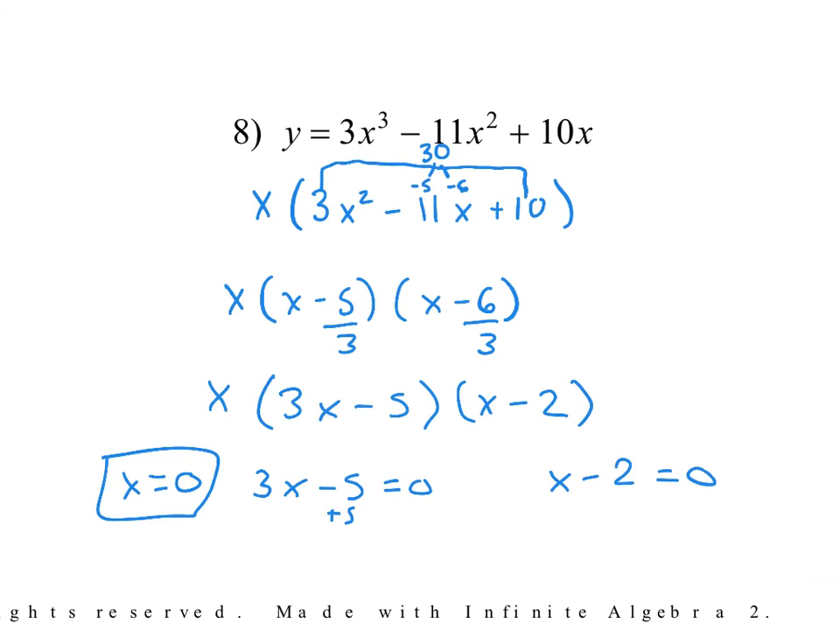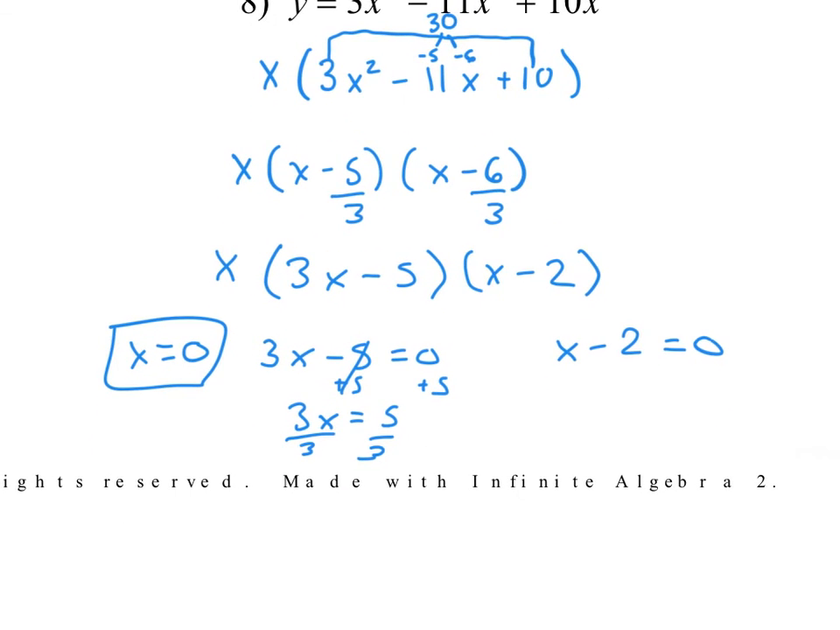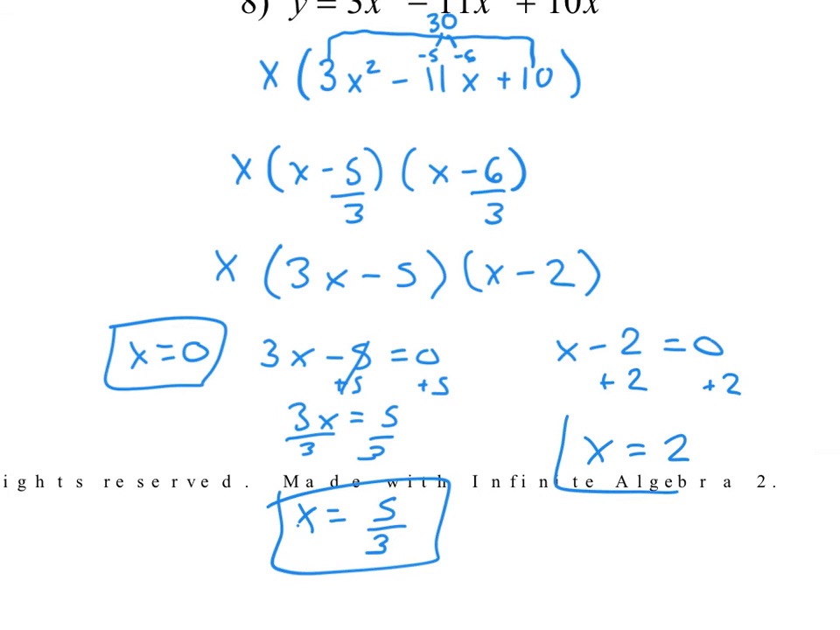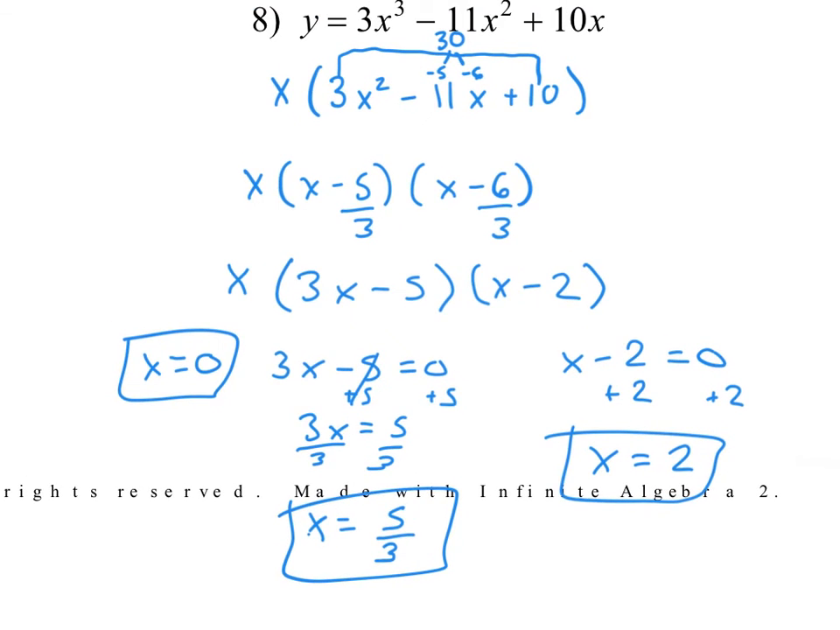We add 5 to both sides, so 3x is equal to 5. And then we divide by 3, so we get x is equal to 5/3. And then for the last one, we add 2 to both sides, so x is equal to 2. So that is it for the notes today. Just a little introduction on factoring.